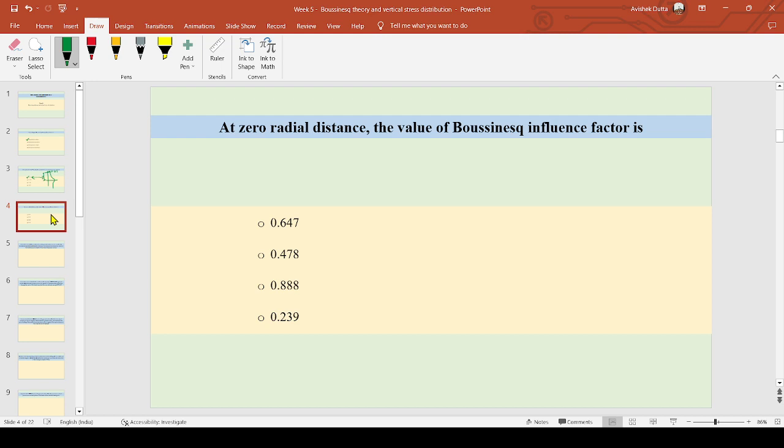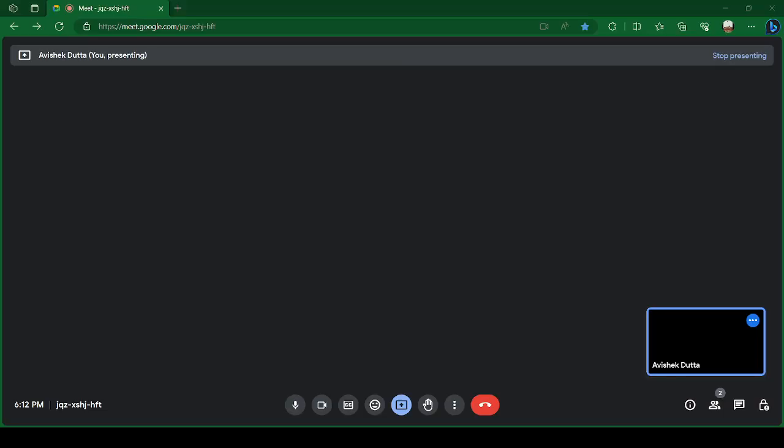At zero radial distance, the value of Boussinesq's influence factor is? Now, the formula for Boussinesq's influence factor. Can you tell me the formula for Boussinesq's influence factor? Rajan, hello. Are you there in the meeting? Okay. Not there. Okay.